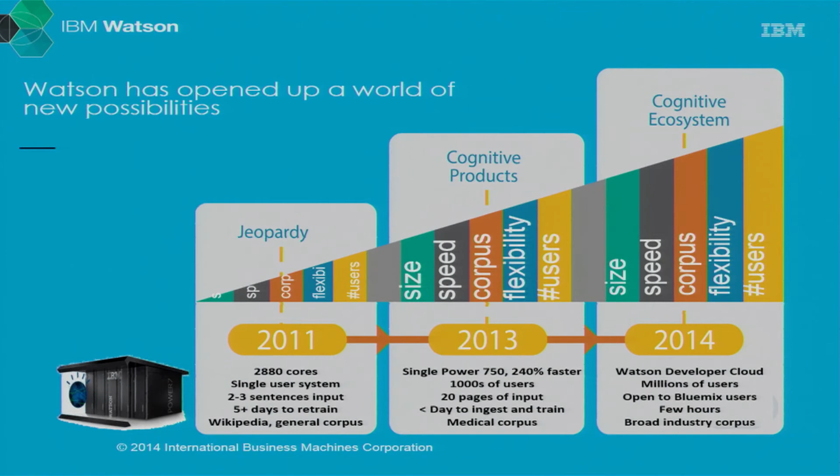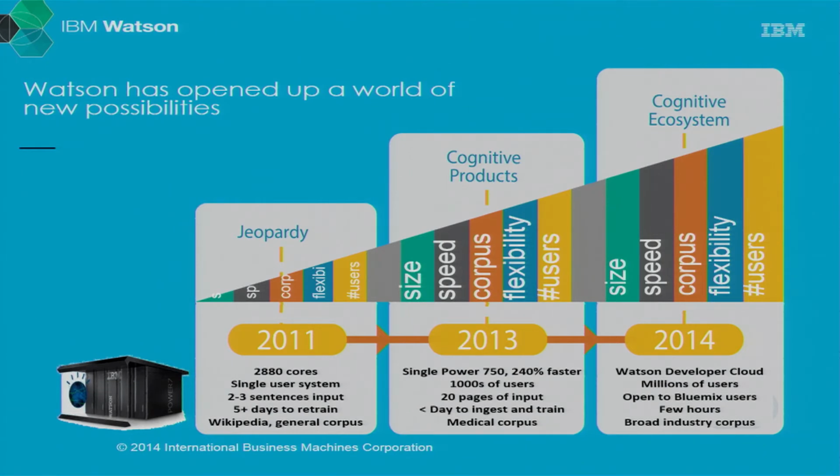This is some history of Watson. In 2011, it played a game called Jeopardy, and it was very impressive. We won over humans in the game. At the moment, the machine is a huge supercomputer with 2 AAO cores, but it serves only a single user. You give a 2 or 3 sentence input, and then it will try to respond through the general Wikipedia corpus, based on the knowledge from Wikipedia. It takes about 5 days to retrain the system, and later on it keeps evolving.